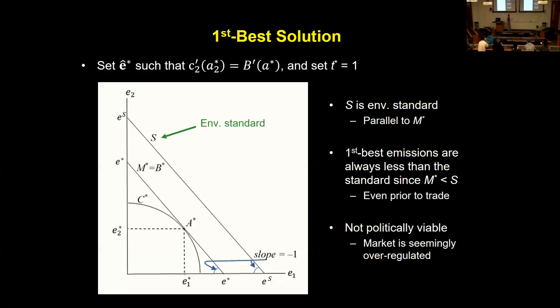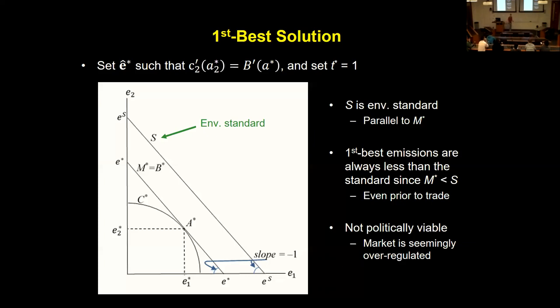And by construction, we've said that this is going to be less than the standard. But notice it's always less than the standard. It doesn't matter where you are on this market equilibrium curve. We can define what the endpoints are, and we can graph this curve. It's going to be parallel to this curve S, and it's always going to lie in the interior. So there's never a case where this is going to intersect the other curve. You're always going to be overregulated relative to this environmental standard.